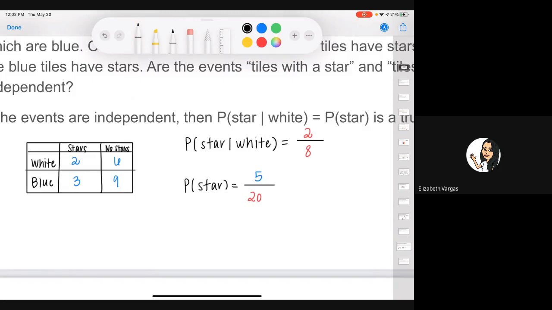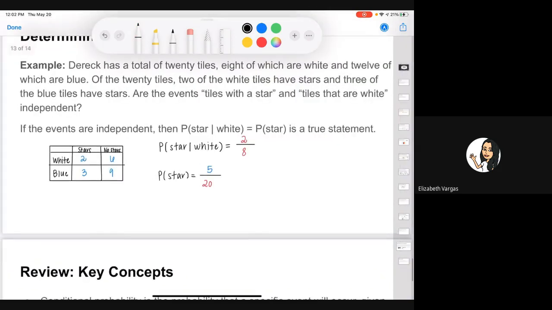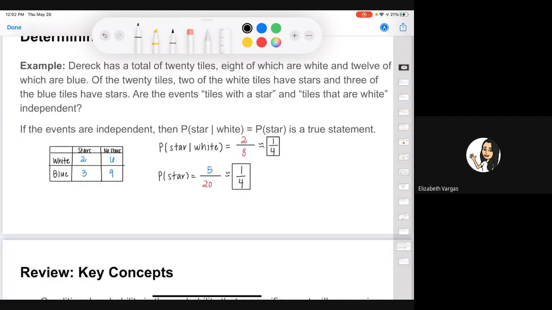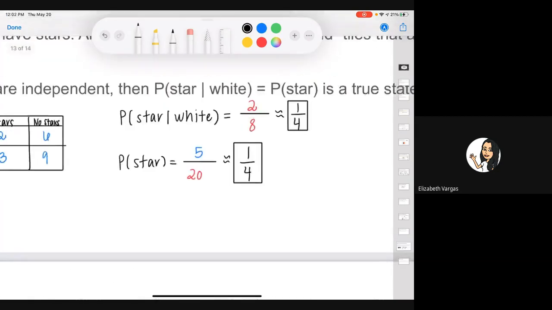Okay, and so now I want to go ahead and simplify these. This is equal to 1 over 4. This is also equal to 1 over 4. And what I notice is this probability is equal to this probability. And so therefore, since the probabilities are equal, these events are independent of each other. So that's how you calculate independent events.